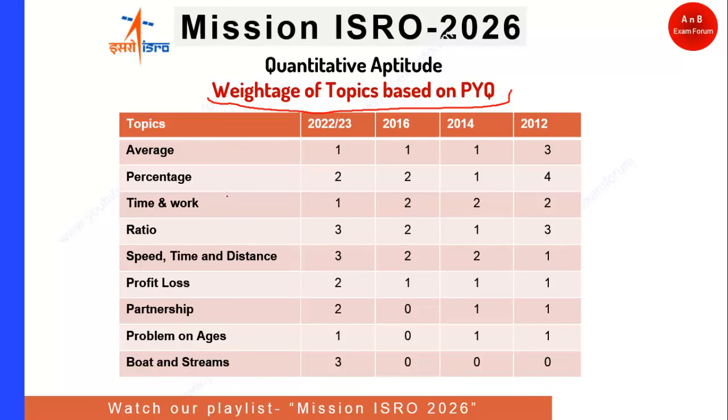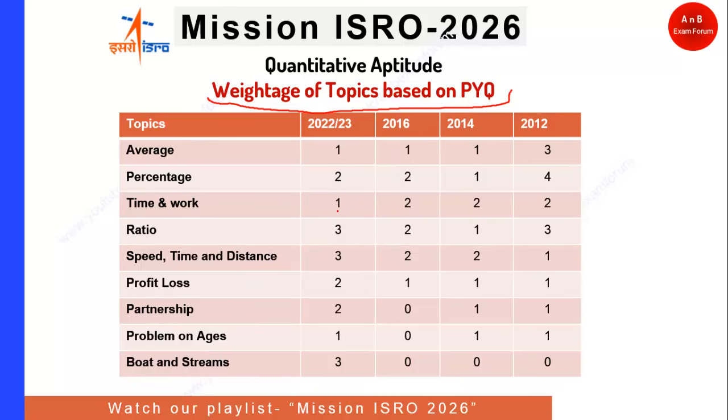One thing you need to understand is that last time it had 50 questions in it, but in other years it may not be 50, it may be less or more. But the important crux is that you should understand the weightage. For example, if you see ratio, speed, time, distance, they have more weightage relative to the other topics.